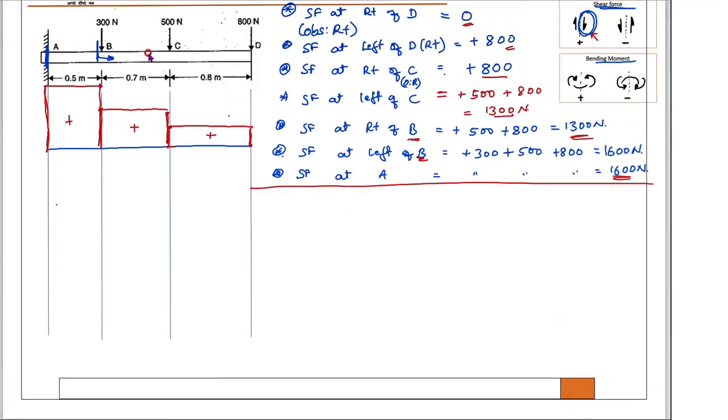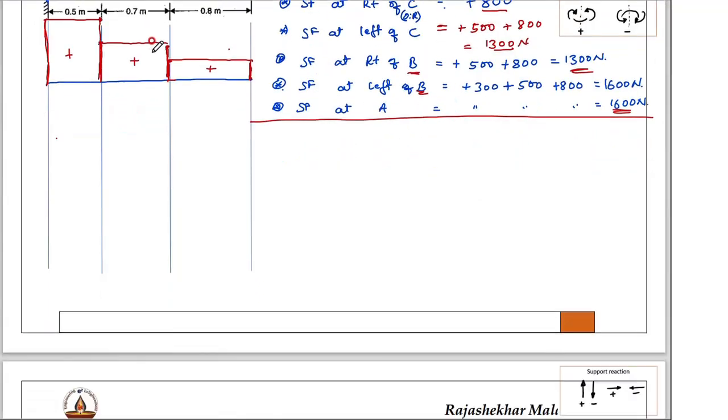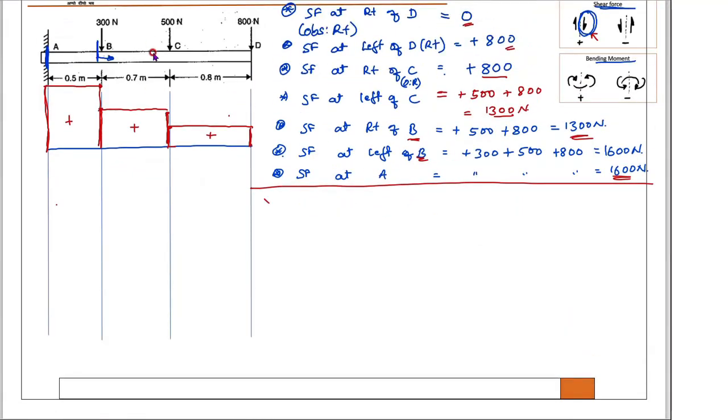Now, bending moment diagram. There are no moments, therefore, as per this rule, no need to take two sections. Only one section at each point is enough. Therefore, bending moment at D. When I take a section at D, the section will be here. Observe the right side, you are seeing nothing, so it is 0.